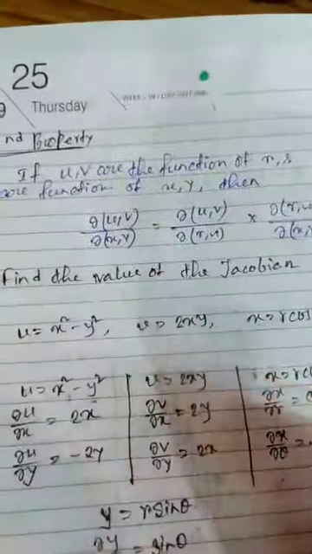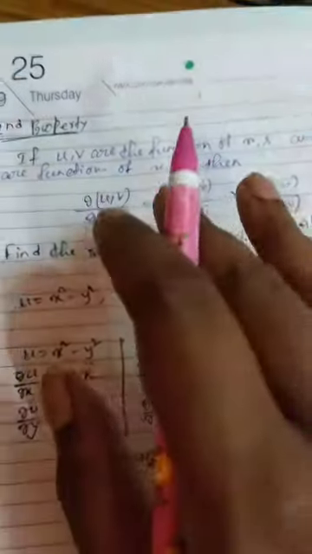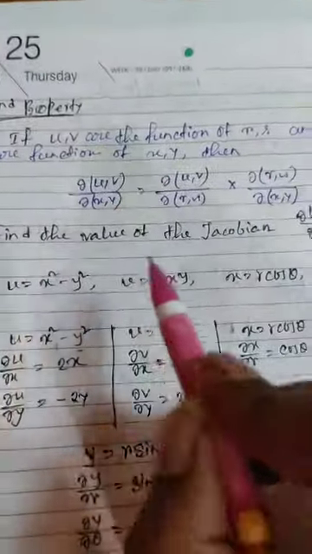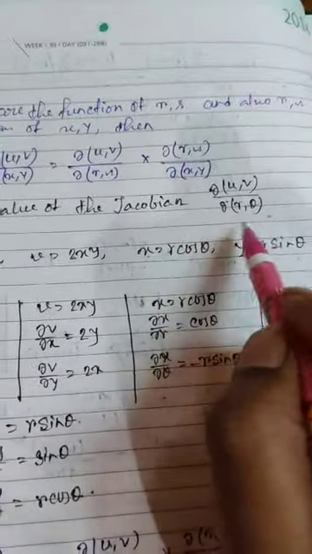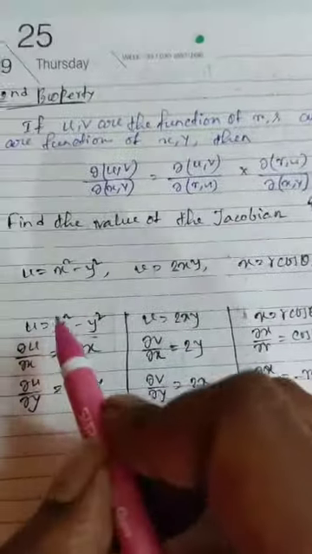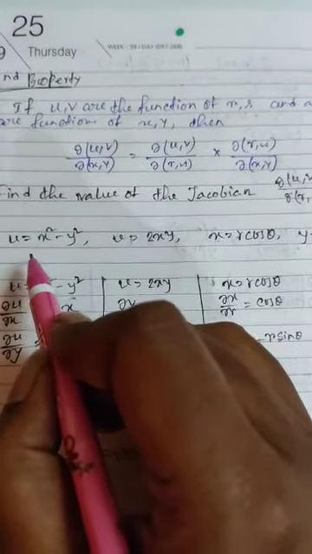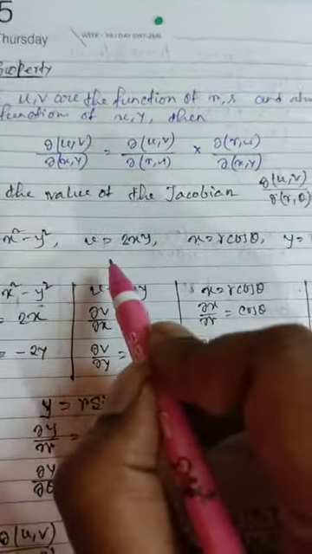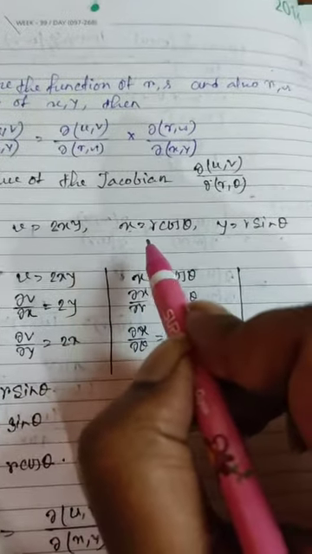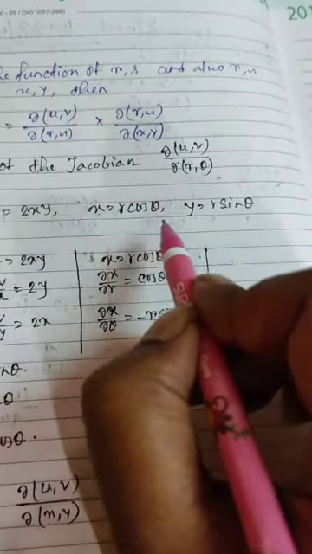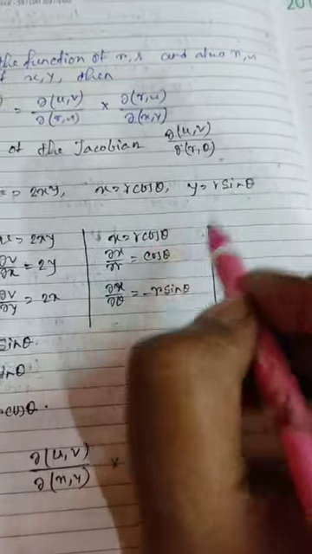So now I will show you one problem about the second property: find the value of the Jacobian del(u,v)/del(r,theta), where the given functions are u equal to x square minus y square, v equal to 2xy, x equal to r cos theta, and y equal to r sin theta.